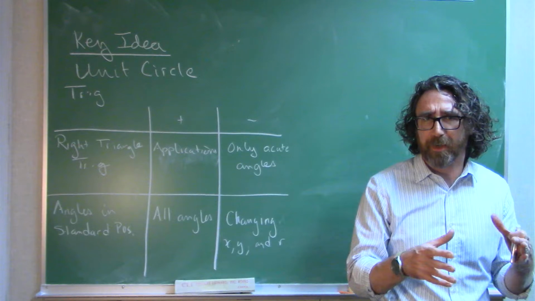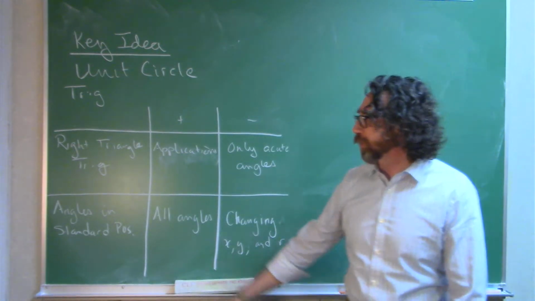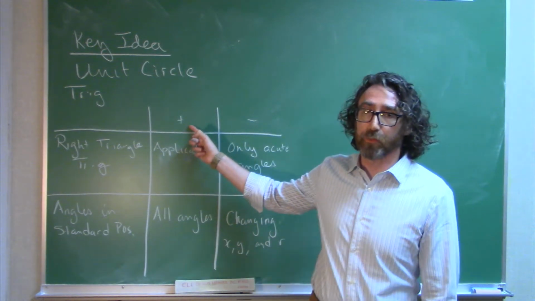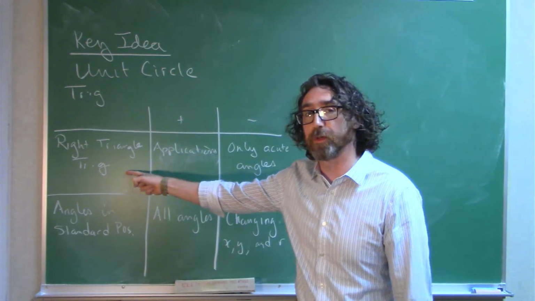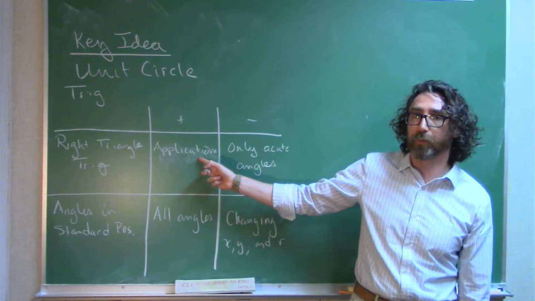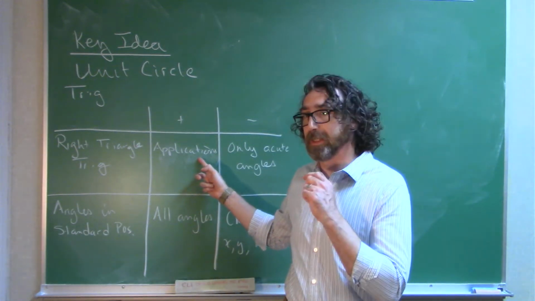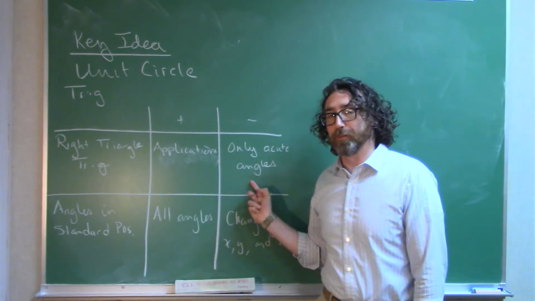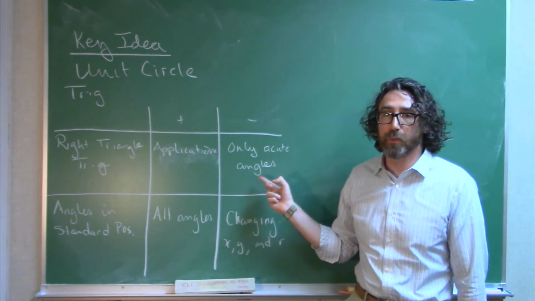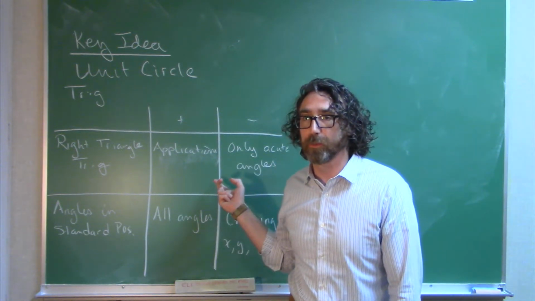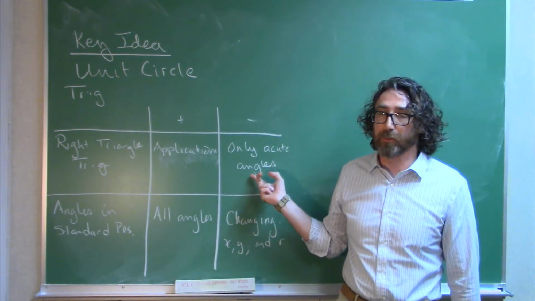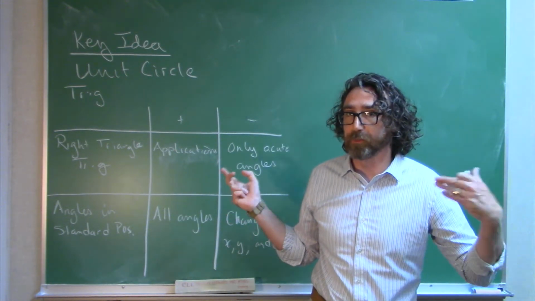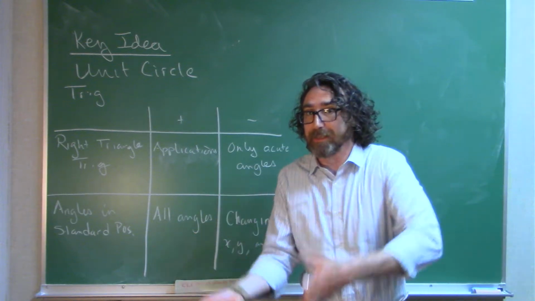So let's summarize what we've done so far. We have talked about right triangle trig. The plus side of right triangle trig, the good thing about thinking of the trig functions in this way, is it's useful for lots of applications involving indirect measurement. The downside is this interpretation only applies to acute angles. You can't talk about right triangle trig if you're trying to figure out the cosine of 120 degrees, because you can't put a 120 degree angle into a right triangle.